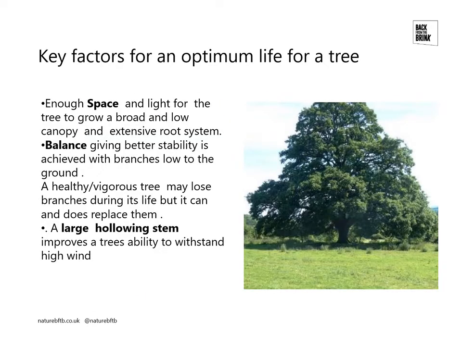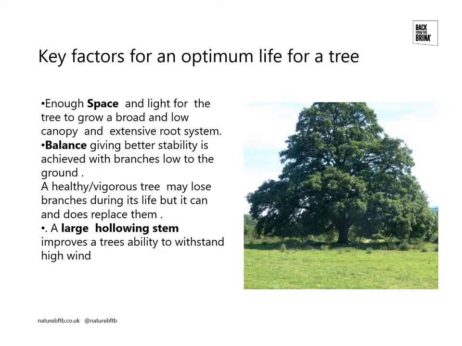So the key factors for an optimum life tree is it needs space and light to grow a good, rich, healthy canopy of leaves. That canopy ideally needs to be low to the ground and has an extensive root system going out well beyond the canopy. This improves the balance of the tree, gives it greater stability, and it's all achieved by allowing the branches to grow laterally and outwards so that the tree becomes well balanced.